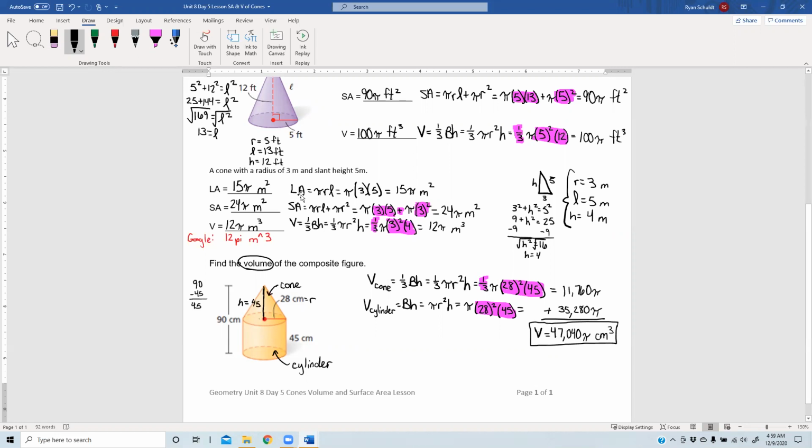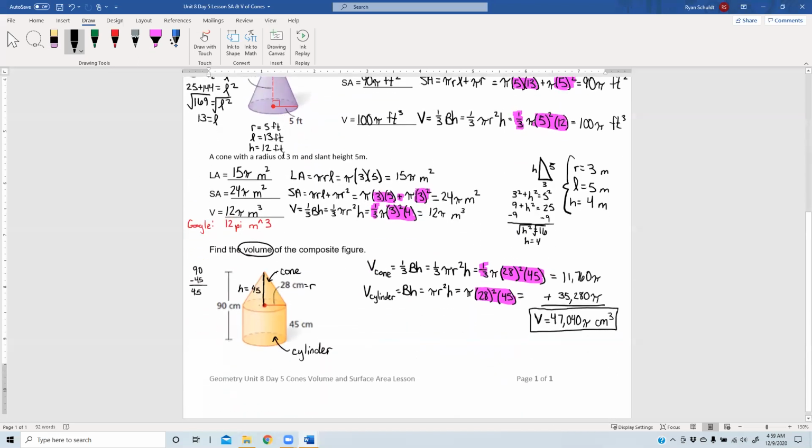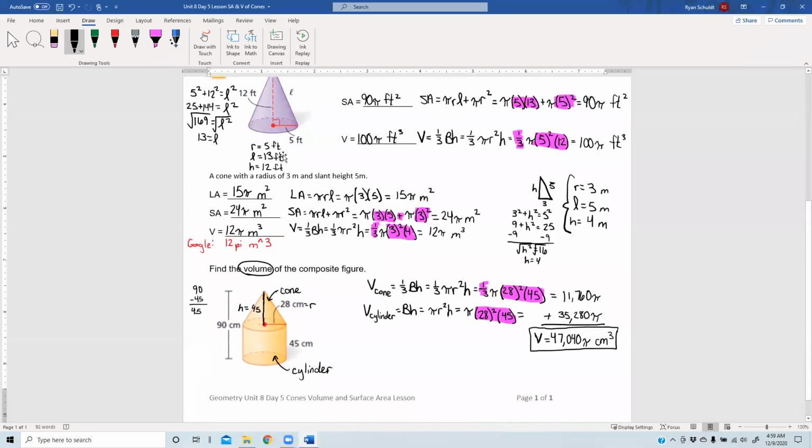Okay, that's it for the notes. So cones were the main focus of today. Stay tuned for the guided practice.